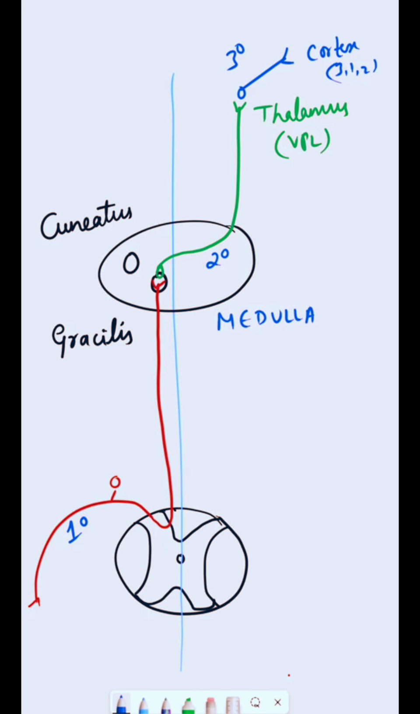In this video, we'll learn about dorsal column in a very simplified manner. Okay, dorsal column also has 3 neurons. Similar to any other ascending tracts, this also has 3 neurons. We have first order neuron, second order neuron, third order neuron.